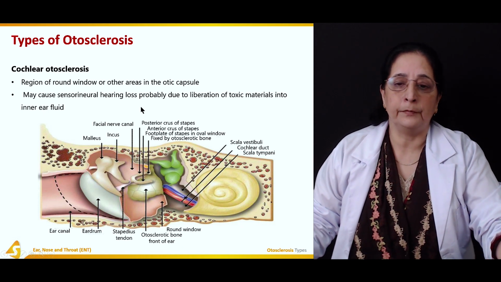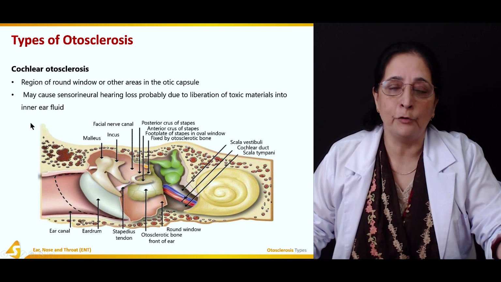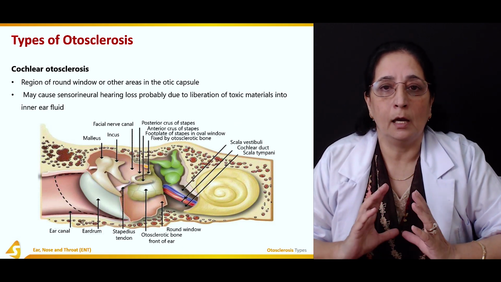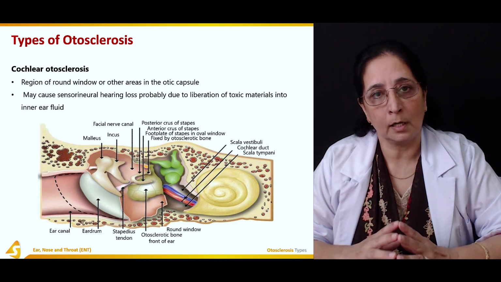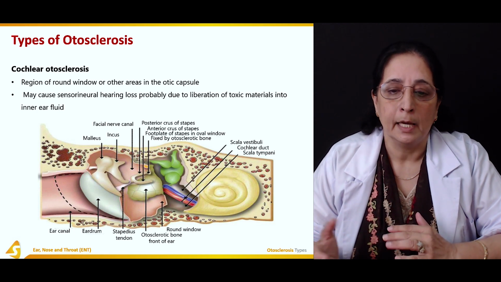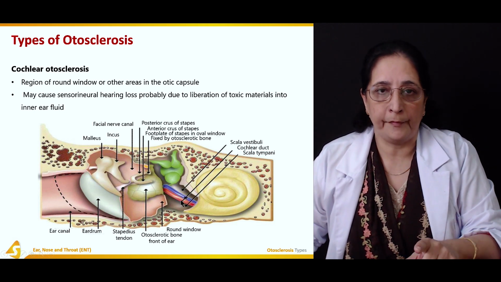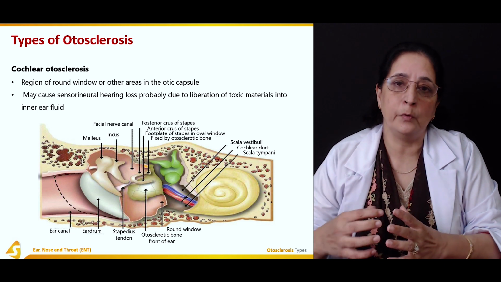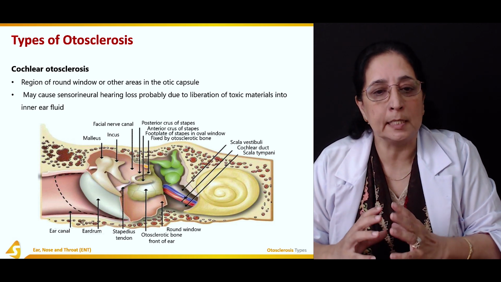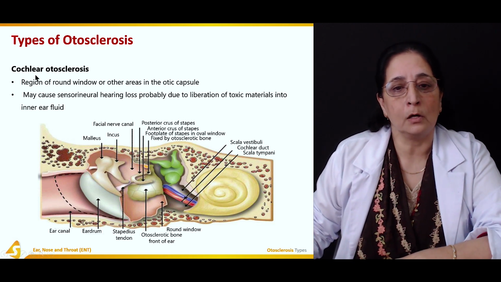Why? Because of the liberation of toxic material into the inner ear fluid, and because of that this causes toxicity to the auditory nerve, the cochlear nerve. It's known as ototoxicity, and this can cause sensory neural deafness because the nerve is affected and the transmission of sound waves to the brain is not proper. So this is the cochlear otosclerosis.